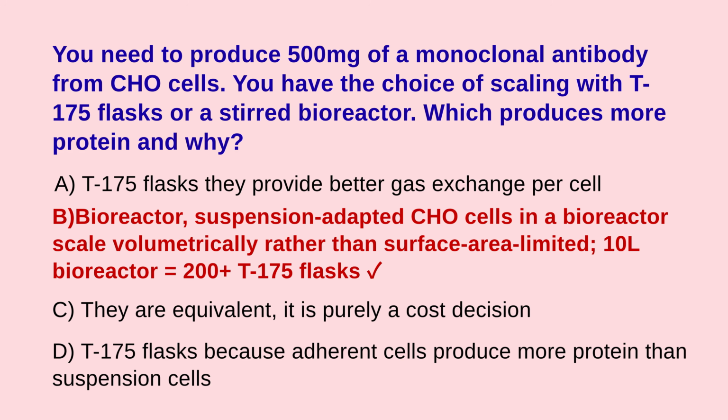Here's why. This is exactly why the biopharmaceutical industry relies on suspension bioreactors for manufacturing therapeutic antibodies. With adherent cells, production is limited by the available surface area. Increasing output means adding more flasks, more incubators, and much more manual work. In contrast, suspension-adapted CHO cells grow throughout the entire volume of a bioreactor, allowing production to scale efficiently. In fact, a single 10-liter bioreactor can replace more than 200 T175 flasks. That's what makes large-scale production of biologic drugs both practical and economically viable.